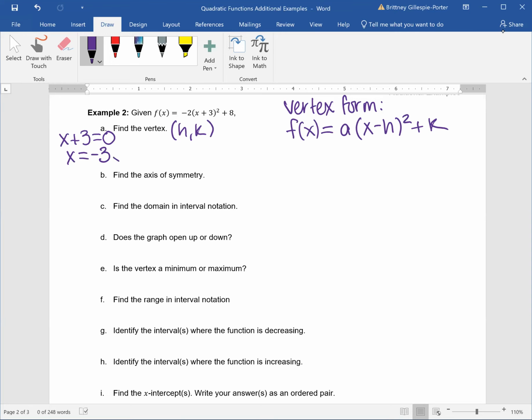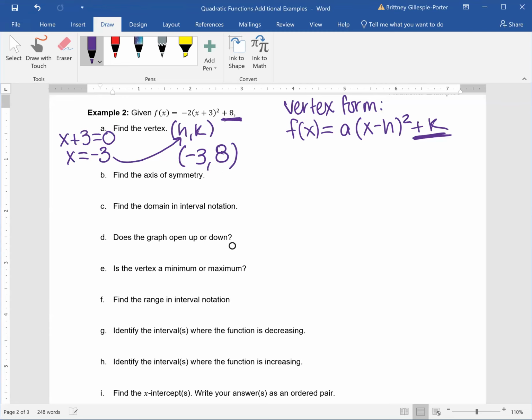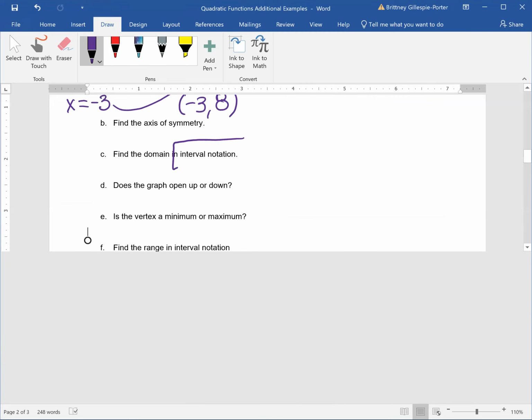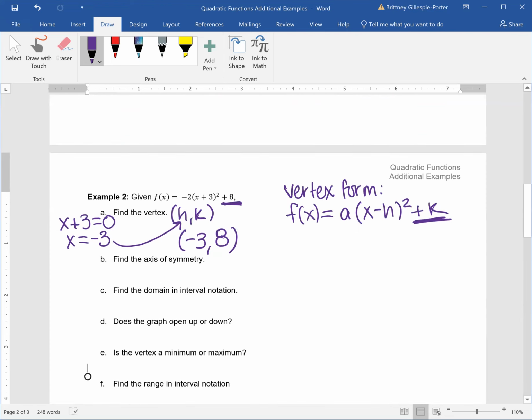And remember, x is our h for our vertex. H is our x coordinate of the vertex. We would have negative 3, comma, and k is whatever is at the end, whatever we add or subtract. Here it's positive 8, so we're going to have 8. If it was minus 32 at the end, our k value would be negative 32.